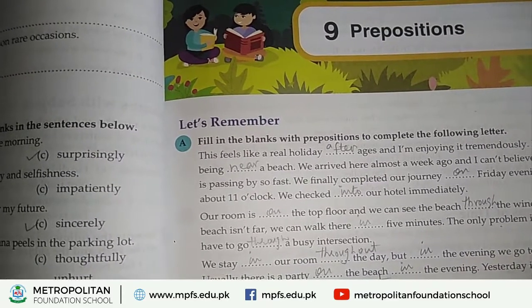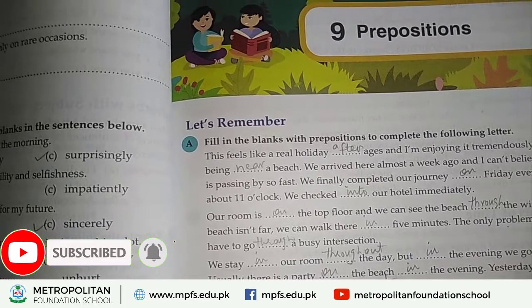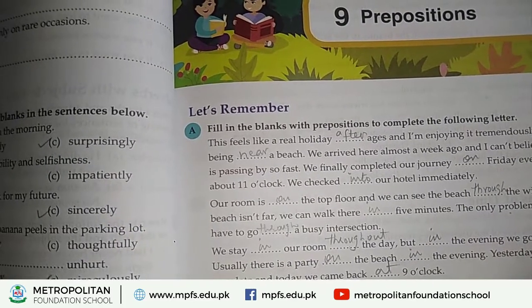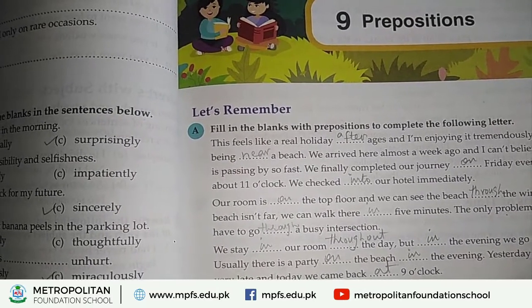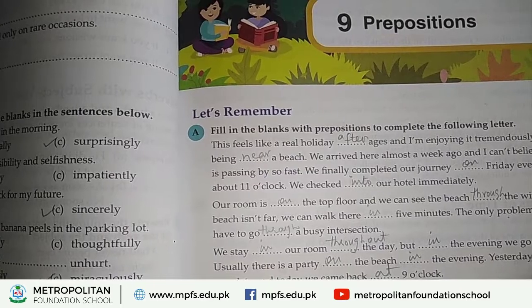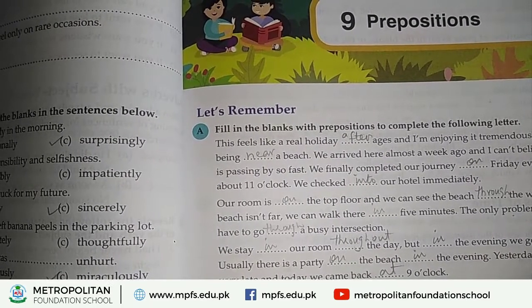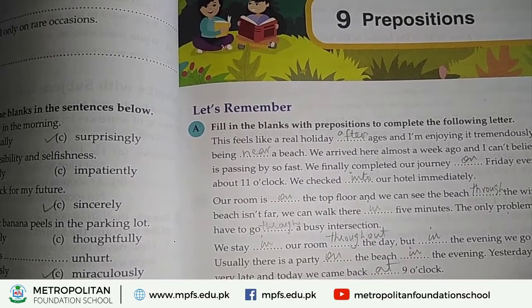How many kinds of prepositions? Simple and compound. I'll explain what they are. Simple prepositions are single word prepositions such as in, at, before, above, of, with, etc. These are the single word prepositions.